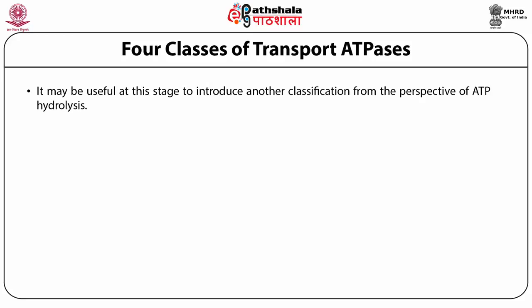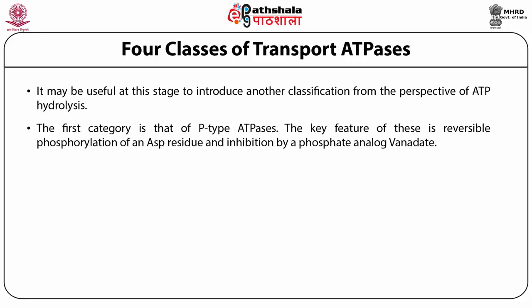Evolution has resulted in design of various kinds of ATPases, which differ in structure, mechanistic details, and localization within the cells. The first category is that of P-type ATPases. The key feature of these is reversible phosphorylation of an aspartate residue and inhibition by a phosphate analog, vanadate. The structural similarity between the two ions makes the vanadate inhibition understandable.